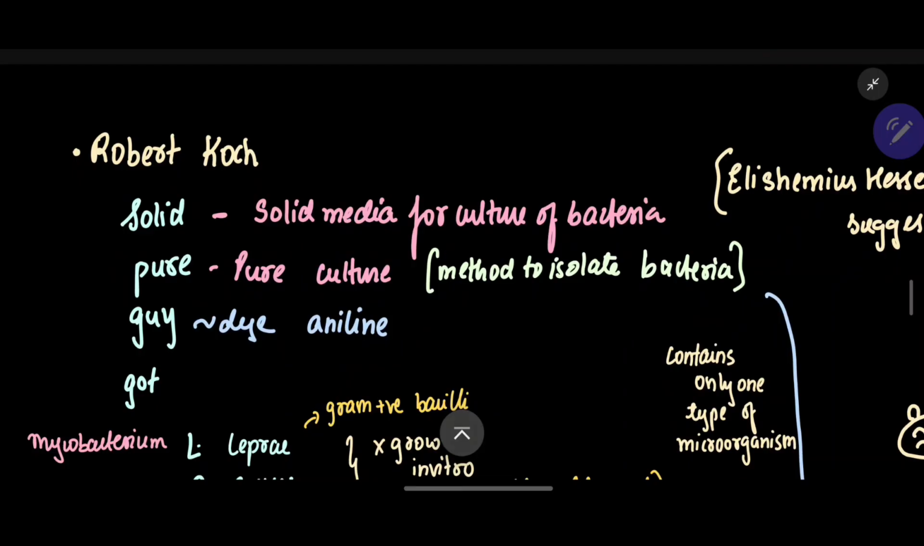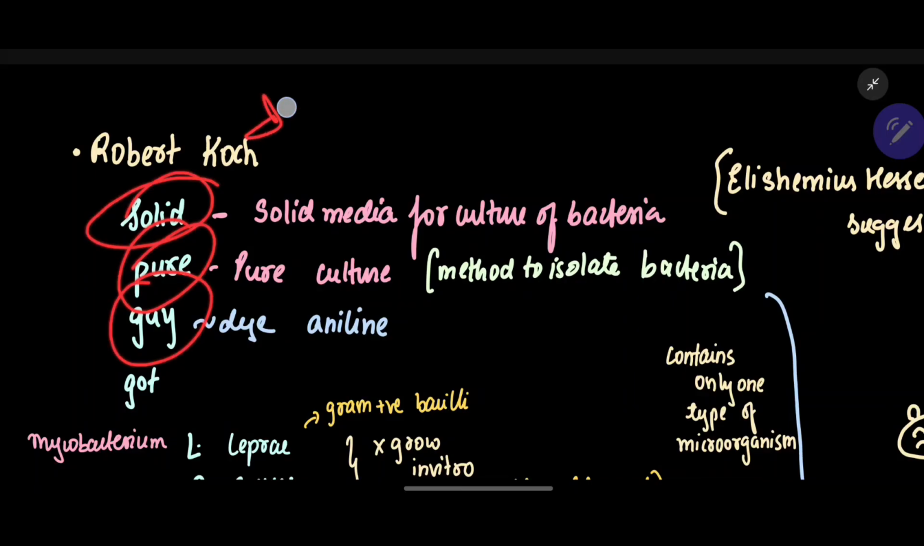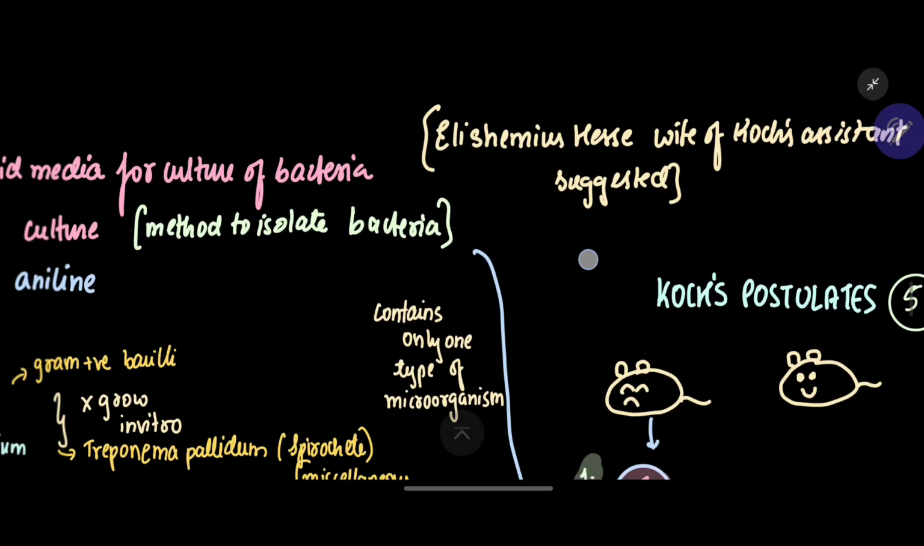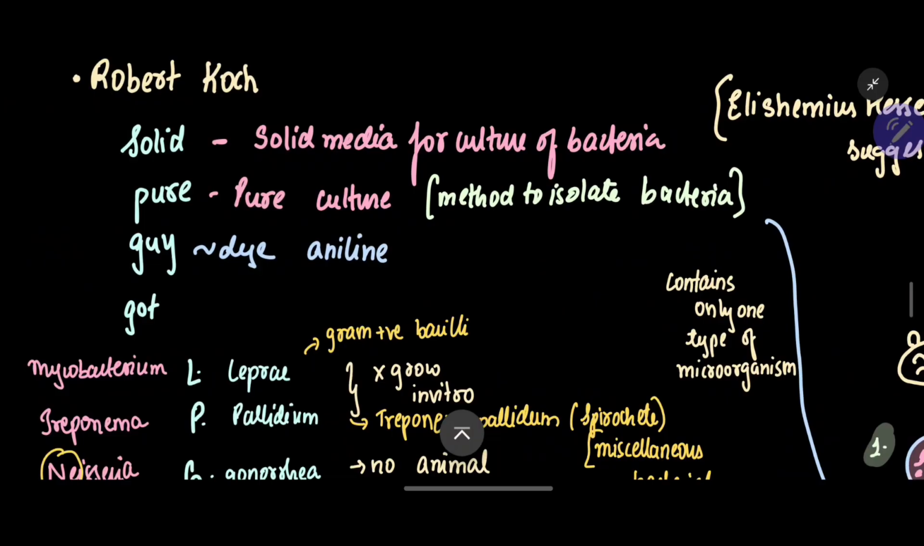Okay, so now he's a very solid guy. He's a very solid, pure guy. See, he's a very important guy because Koch's postulates might be asked in your exam. So remember that this guy is a very solid guy. You'll hear about him everywhere. Okay, so remember his name.